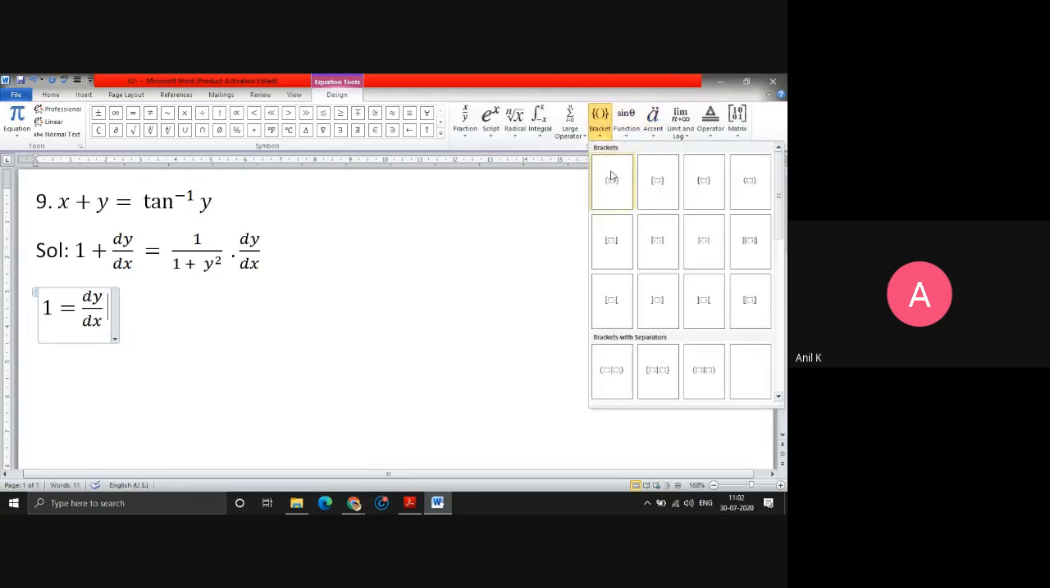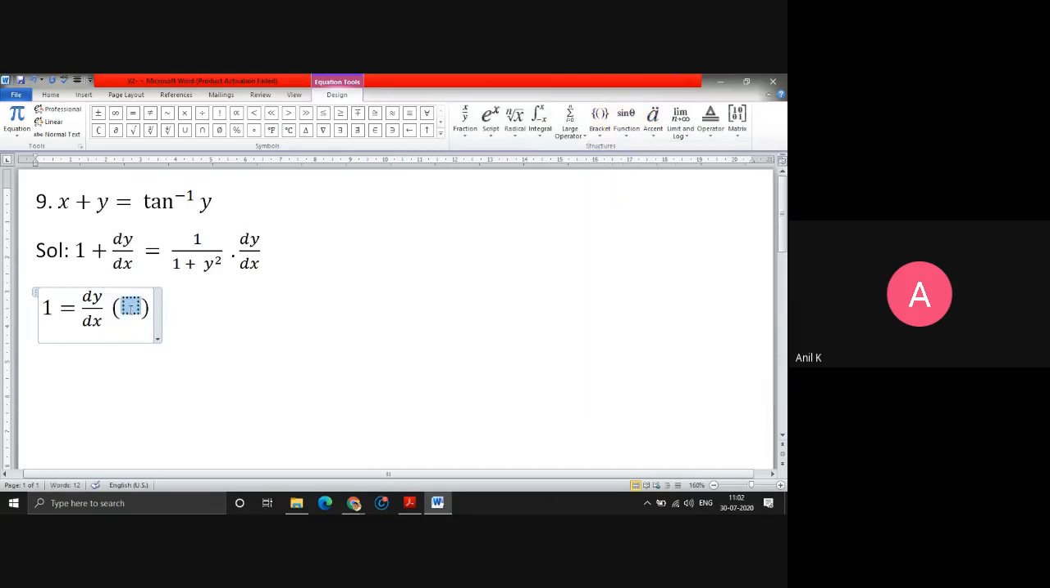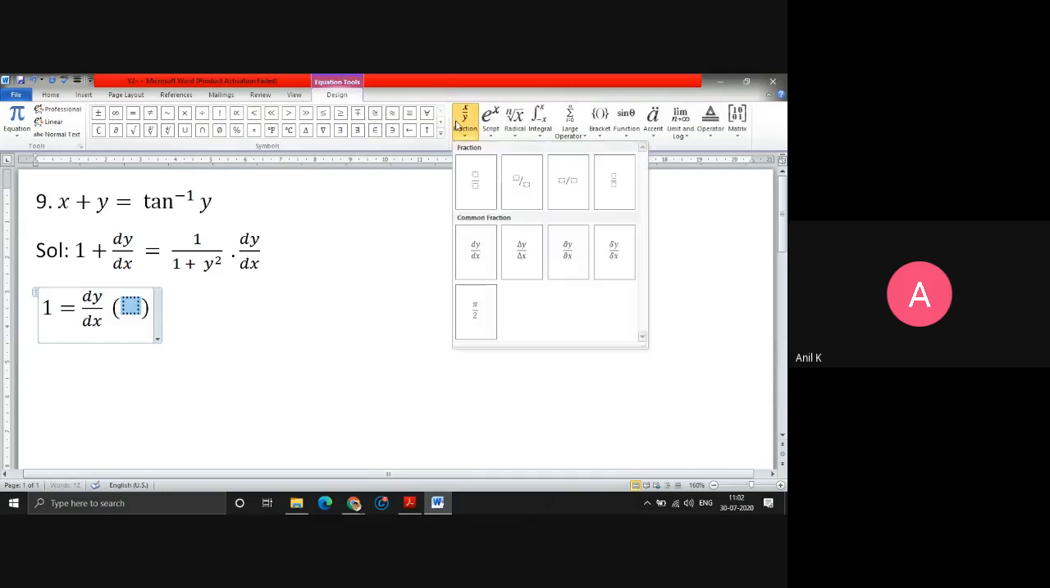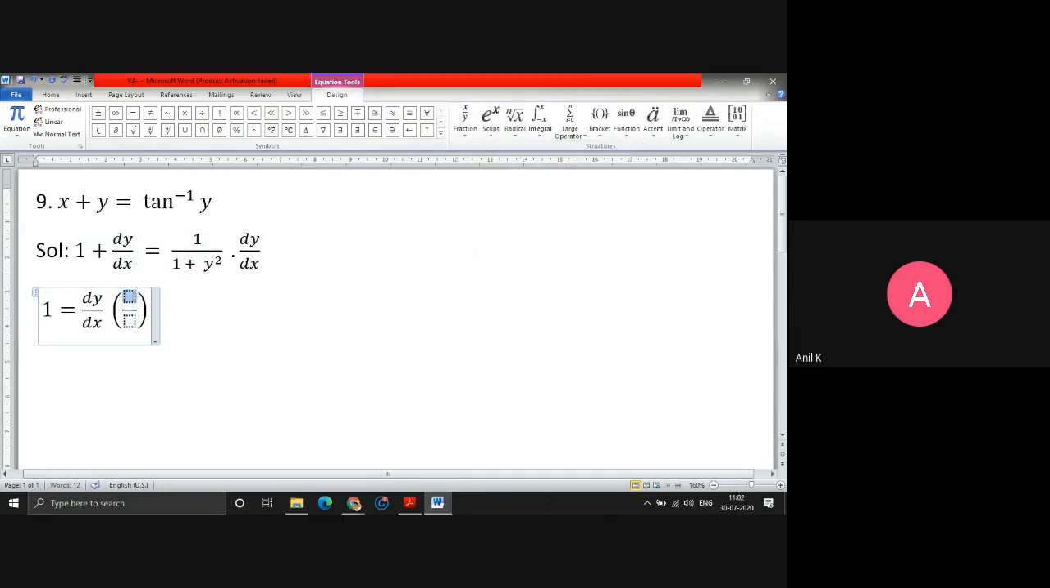So you will end with, I think, 1, not 1. Here a fraction will come, 1 upon 1 plus y square. Then you'll get minus 1, because dy by dx will come to this side with a minus sign. I have taken dy by dx common, so 1 will be left out.